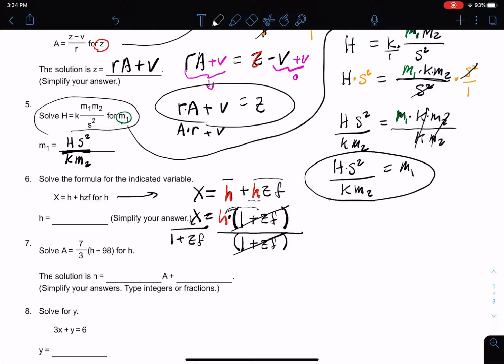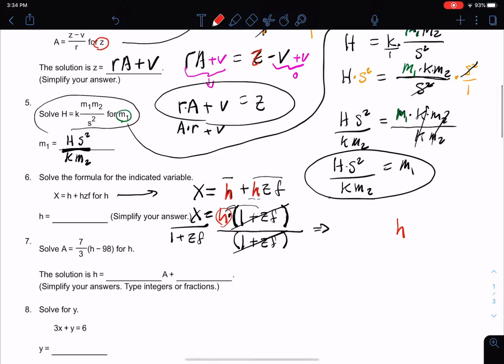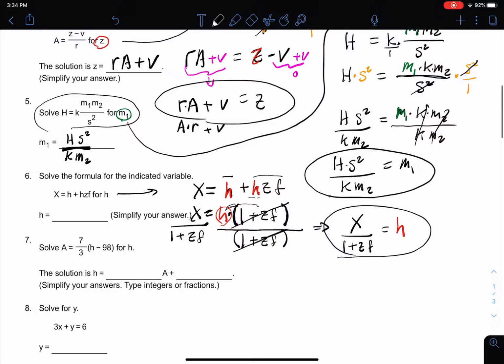So let me see if I can clean this up. The answer is, I'll just keep the h on the right just so it looks the same. You have an h right here, and that equals x over 1 plus zf. Of course, you could always put the h on the left and the x over 1 plus zf on the right. Doesn't matter. In fact, here we see it right here. The answer is x on top over 1 plus zf. That's number 6.